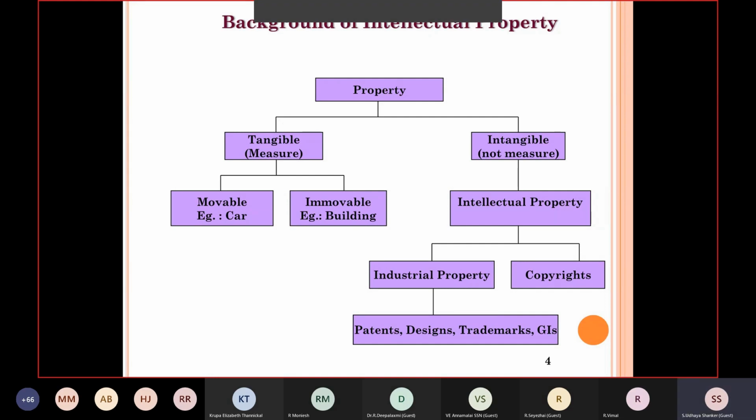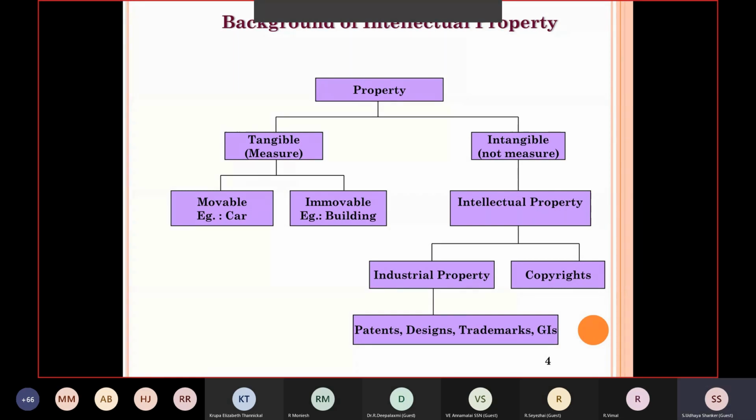Tangible is measurable. You can feel and measure the thing. Again, tangible is divided into movable and immovable. Movable means a car; immovable, for example, is a building. So these are all your property. I can say this is my car and this is my property. This is my building and this is my property. This gives me the right to claim that this is my property.